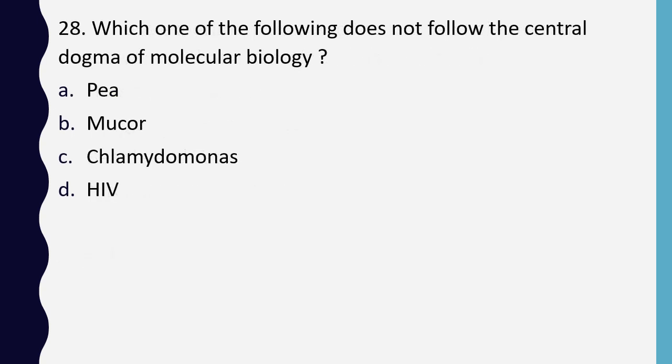Question number 28. Which one of the following does not follow the central dogma of molecular biology? Pea, Mucor, Chlamydomonas or HIV? Which of the following does not follow the central dogma of molecular biology? The correct answer is option D, HIV.